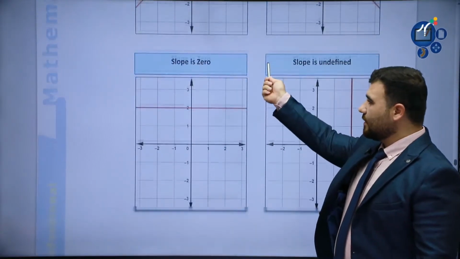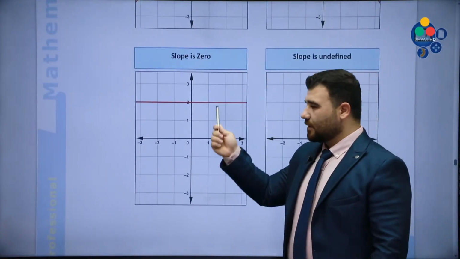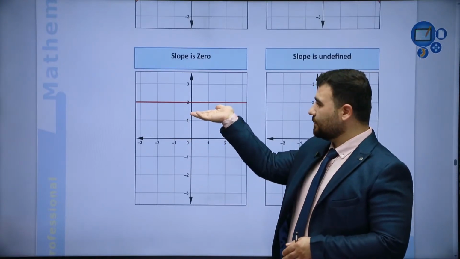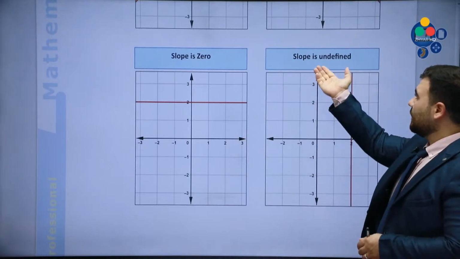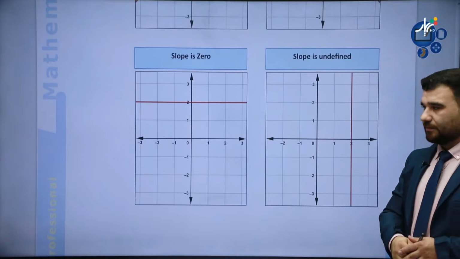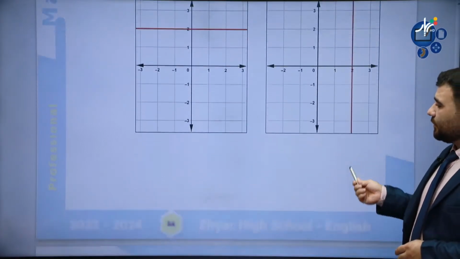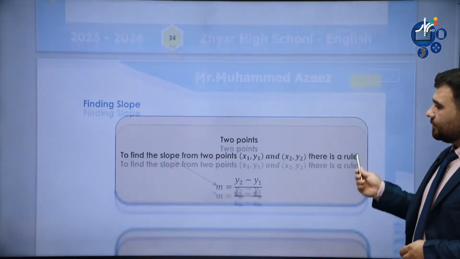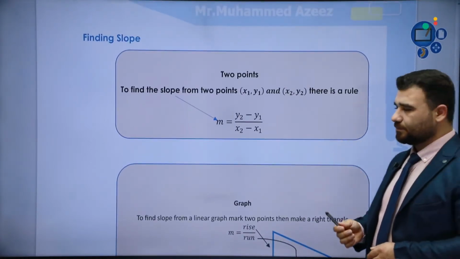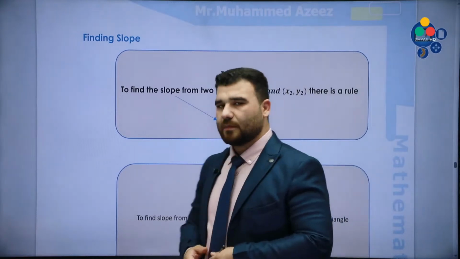If from left to right the graph is decreasing, this means the slope is negative. If the line is a complete horizontal line, this means the slope is 0. If the slope is undefined, the line is vertical. There are many ways to find slope. The first and the easiest way is finding slope from 2 points.